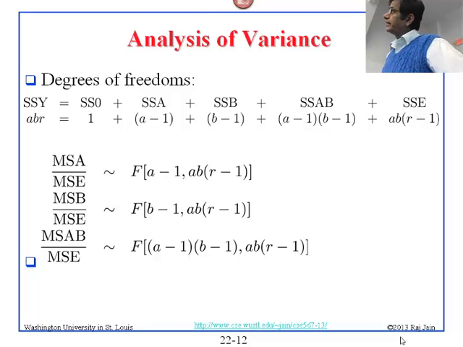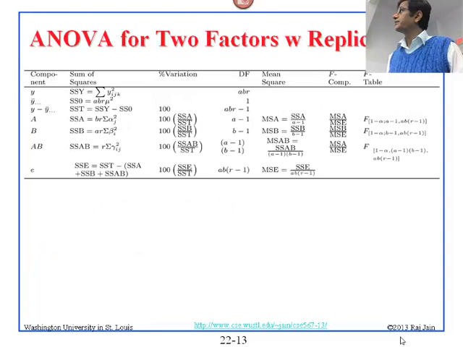By subdividing, you get the mean square by dividing the sum of squares by degrees of freedom. And then by dividing by the mean square error, for each effect, you get an F test, where with the proper numerator degrees and denominator degrees, you can see whether it's statistically significant. So the ANOVA table, which is very similar to the one we did before with replications, has MSA, MSB, and MSAB.